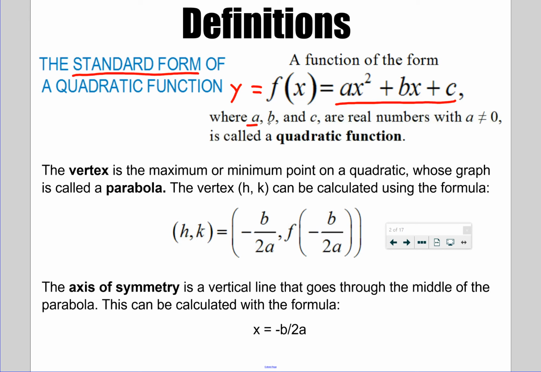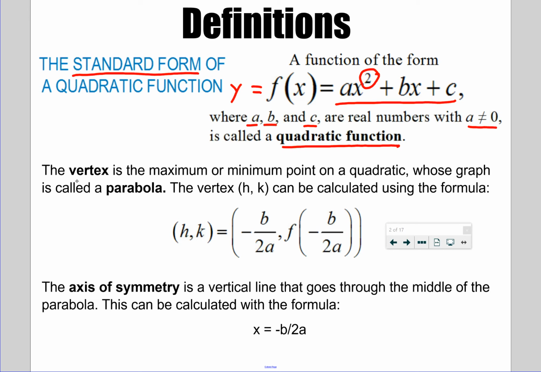A, b, and c are all real numbers, and a cannot be 0, because if a is 0, we would not have an x squared term, and that's the biggest piece that makes it a quadratic function. So you're looking for your highest power to be a 2, so we say that this is a degree 2 polynomial. That's something we talked about in a previous lesson earlier in this semester, and again we call that in general a quadratic function in standard form.